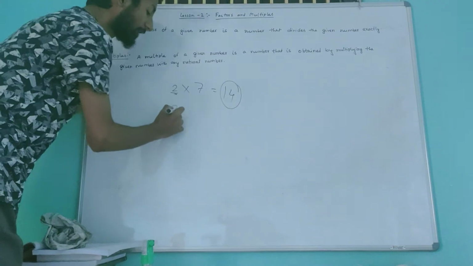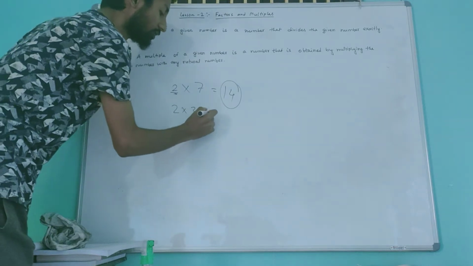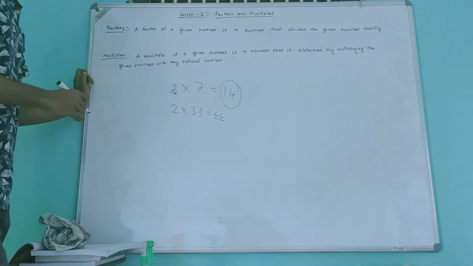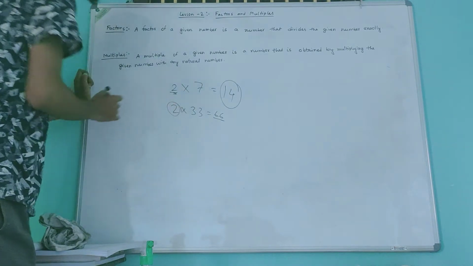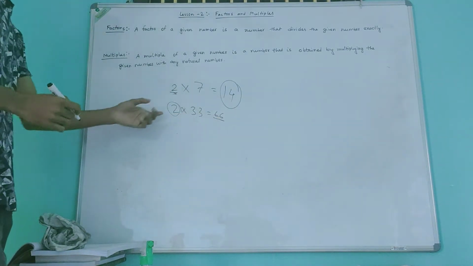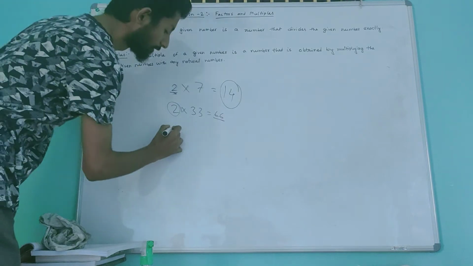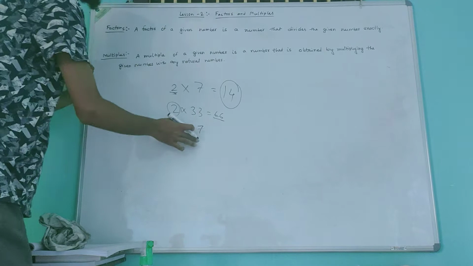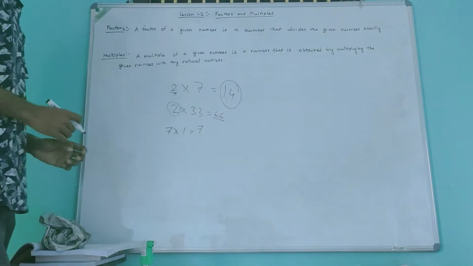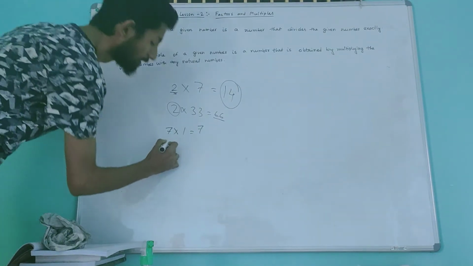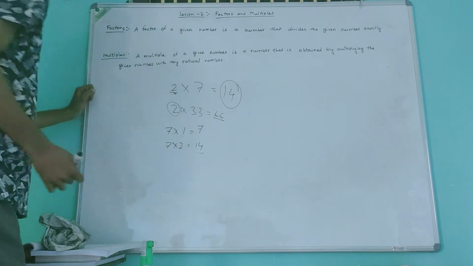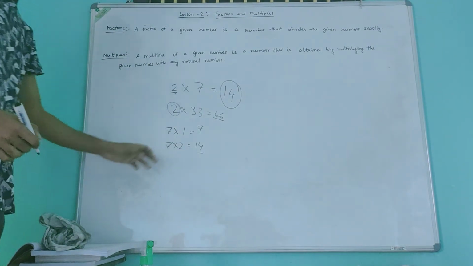We can multiply with any number, like 33, which gives 66. So 66 is also a multiple of 2. Similarly, if we multiply 7 with 1, we get 7, so 7 is also a multiple of 7. If we multiply with 2, we get 14, so 14 is also a multiple of 7.